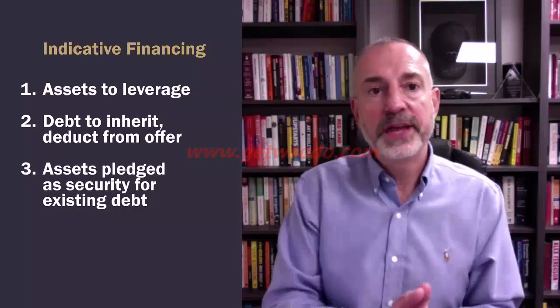And we're going to examine this in 3 ways. First, we're going to look at what assets we have to leverage, and also what debt is currently within the business that we can inherit and as such deduct from the offer that we make to the seller. And then finally, we can see if any of the assets are already likely to be pledged as security covering the existing debt.